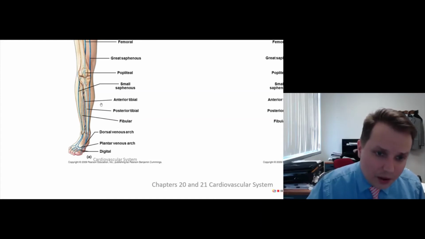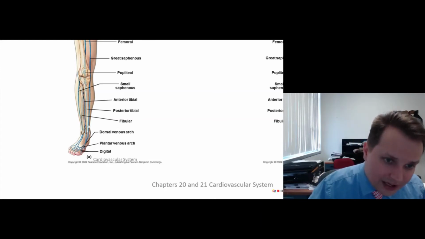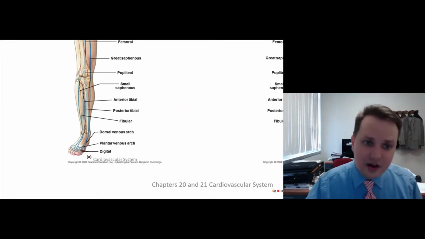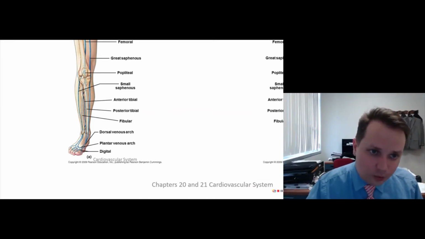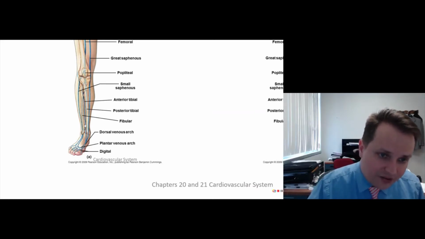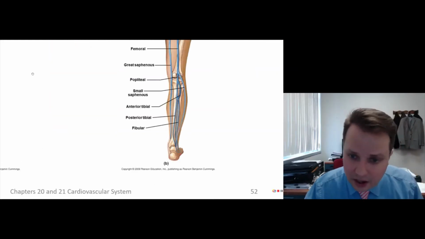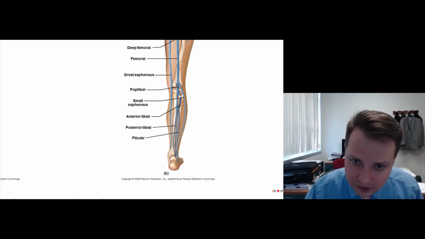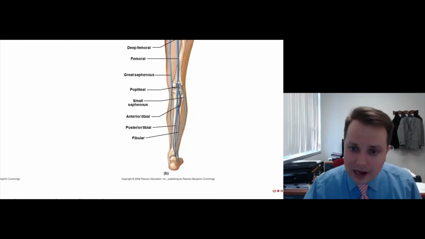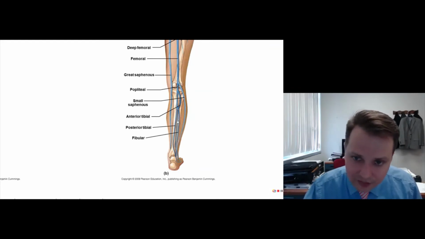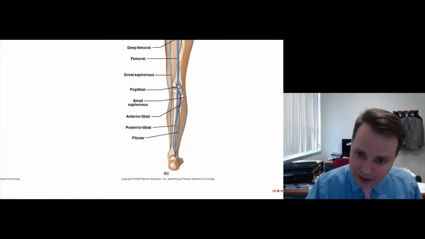Now, another one that we're going to see here is called the great saphenous and the small saphenous. Now, we want to pay attention to these. We're going to use the small saphenous and the anterior tibial vein as landmarks for over here. Here's our anterior tibial vein coming to the top. Here's our small saphenous coming to the top here. Between the anterior tibial vein and the small saphenous is the popliteal vein.